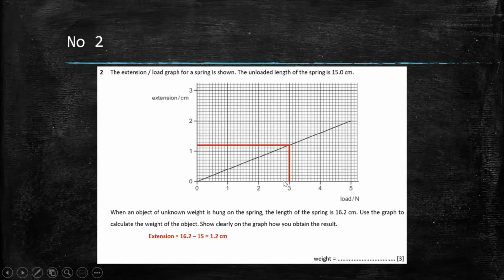We can see that the value of the weight is 3 Newton. So that's the answer to this question, 3 Newton.